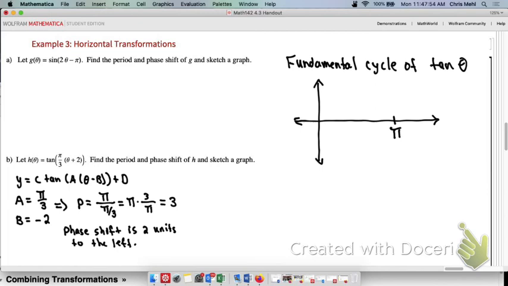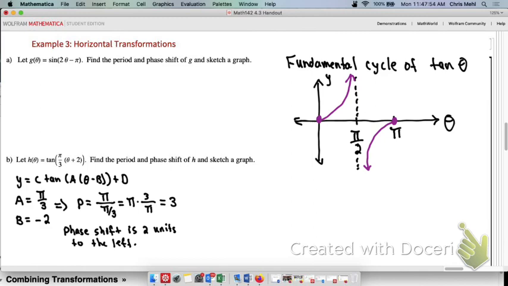Tangent is pi periodic. Halfway through that cycle, tangent has a vertical asymptote. And from 0 to pi over 2, tangent increases up and to the right and approaches the vertical asymptote. And from pi over 2 to pi, starting at pi, tangent of pi is 0, and then moving to the left, the graph goes down, approaching the vertical asymptote.